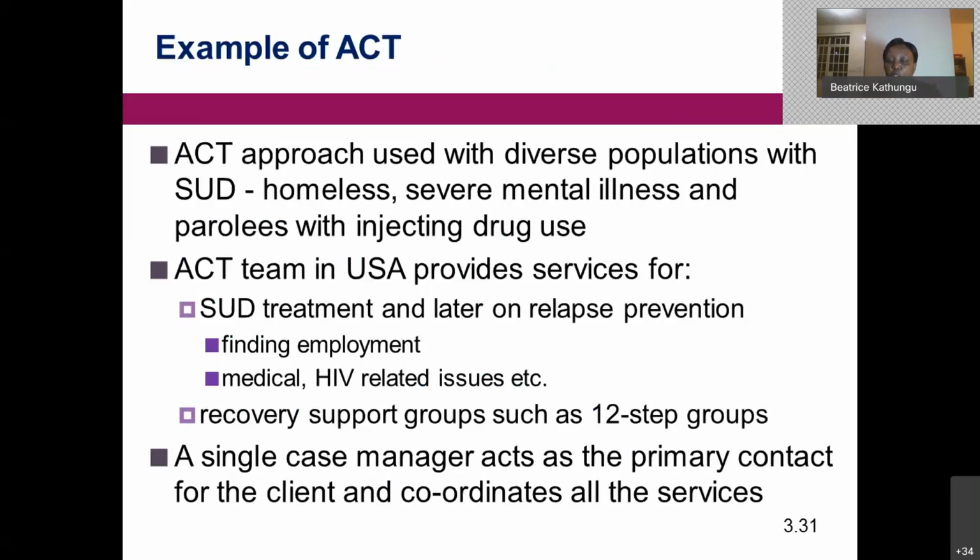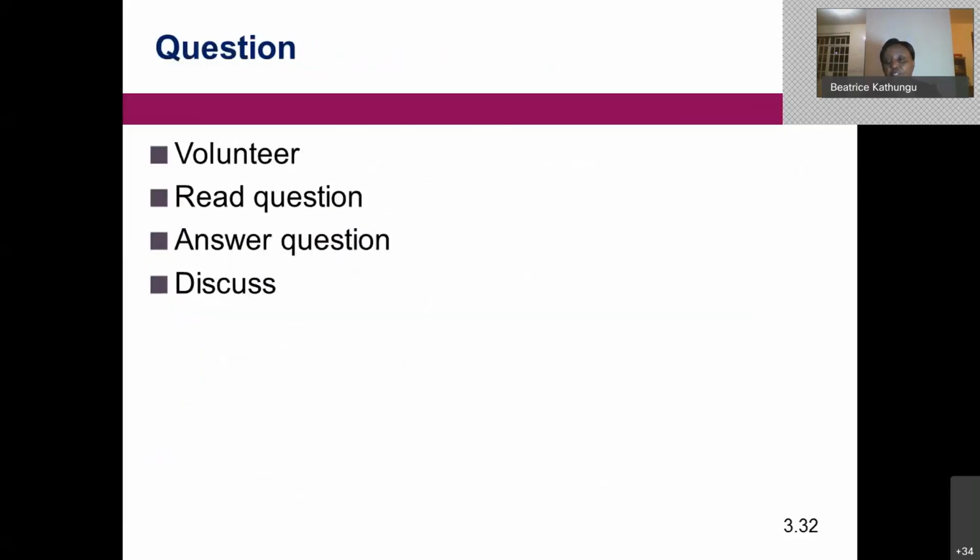And so it is that person who leads the team, who's the primary contact, and who will coordinate what every other person is doing. That helps to avoid confusion for the client. So that is basically the assertive community treatment model.